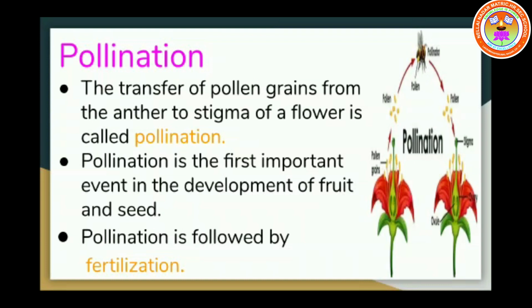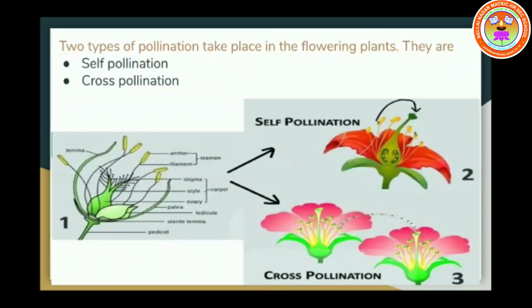Pollination. The transfer of pollen grains from the anther to the stigma of a flower is called pollination. Pollination is the first important event in the development of fruit and seed. Pollination is followed by fertilization. Two types of pollination take place in the flowering plants. They are self-pollination and cross-pollination.